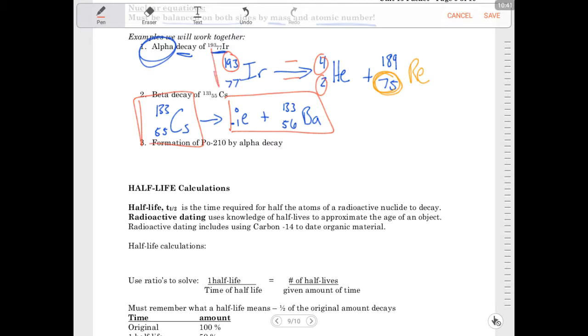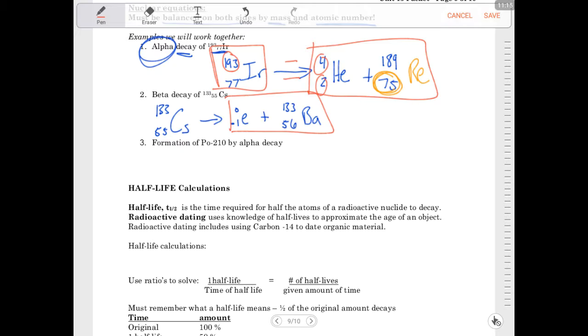We didn't do that up here, but same thing. If we take this and add these together right there, 4 plus 189 equals 193. 2 plus 75 is 77. Here, 56 minus 1, or if we add a negative 1 to it, is 55, 133, 133. It is that simple with nuclear decay. That's all we have to do. Number 3, I want you guys to pause the video for a second, and then you guys try the formation of polonium-210 by alpha decay.